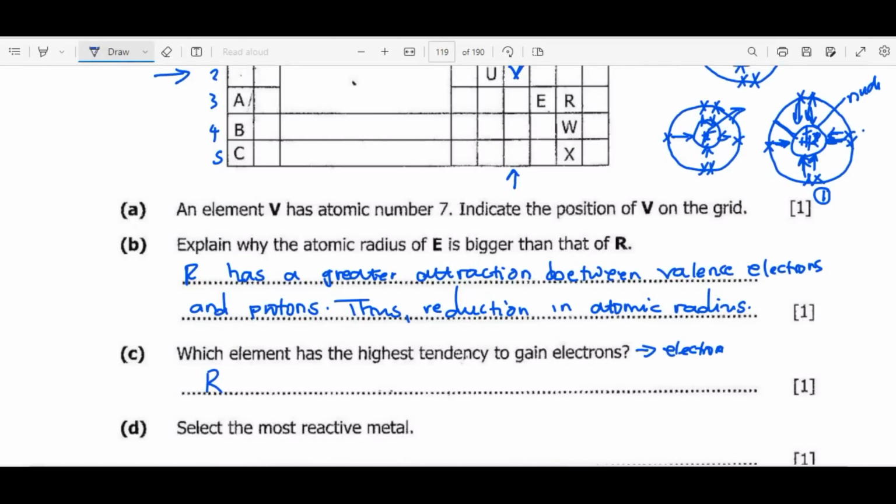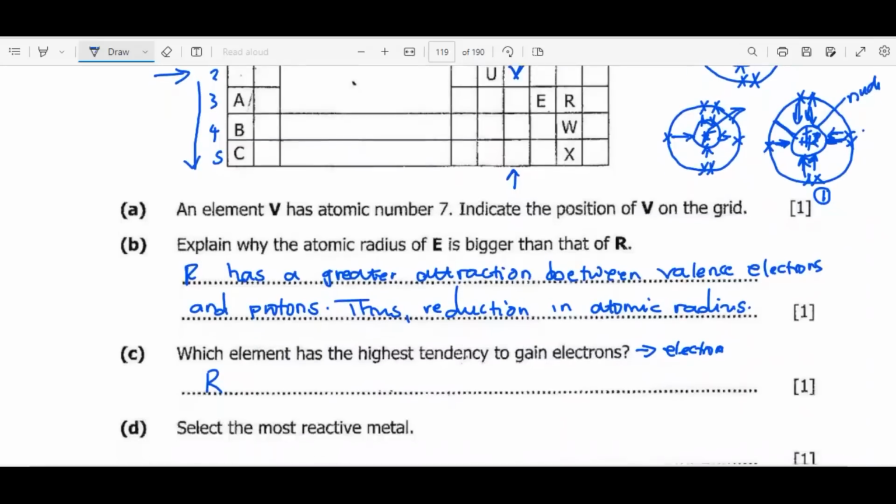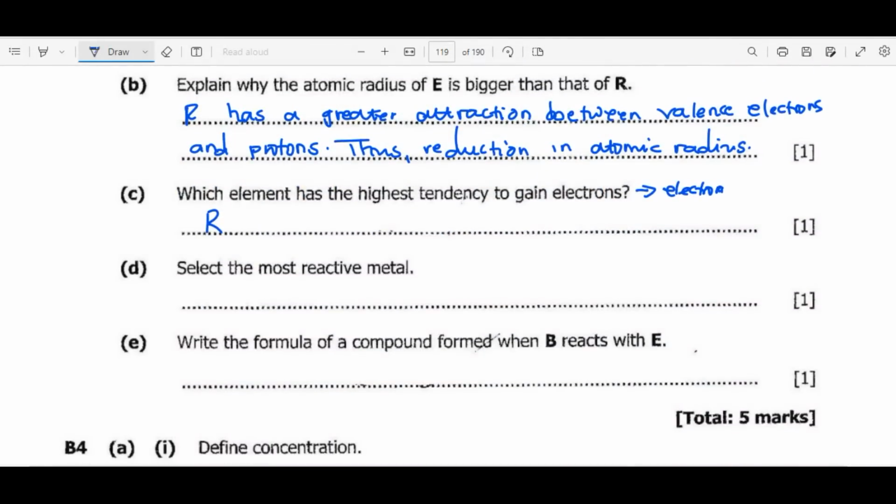Then select the most reactive metal. So the most reactive metals are those in group 1. Then according to the trend in group 1, as you go down the group, their reactivity increases. So it's C. C is the most reactive metal. So we have C.